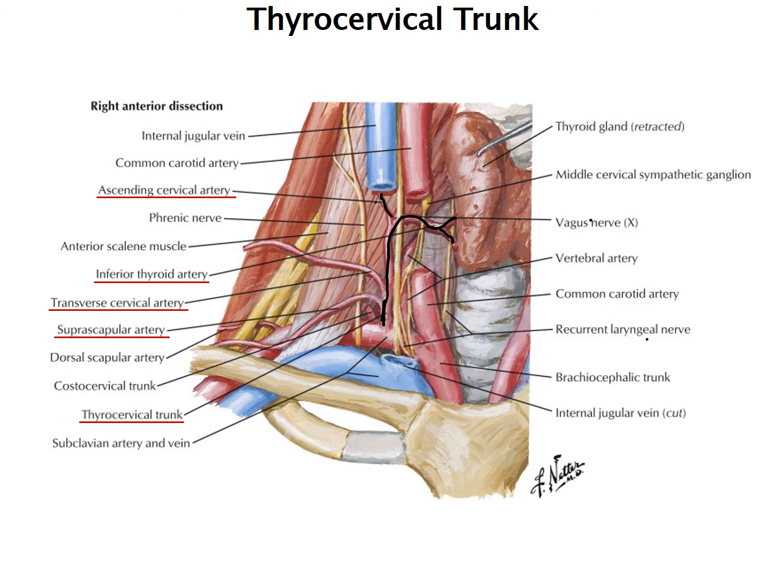Also arising from the thyrocervical trunk is the transverse cervical artery. And as you might recall, this artery is responsible for supplying the trapezius muscle. And the third branch arising from the thyrocervical trunk is the suprascapular artery, which you now know is responsible for supplying both the supraspinatus and infraspinatus muscles. During lab, do take the time to find and identify these branches of the thyrocervical trunk.